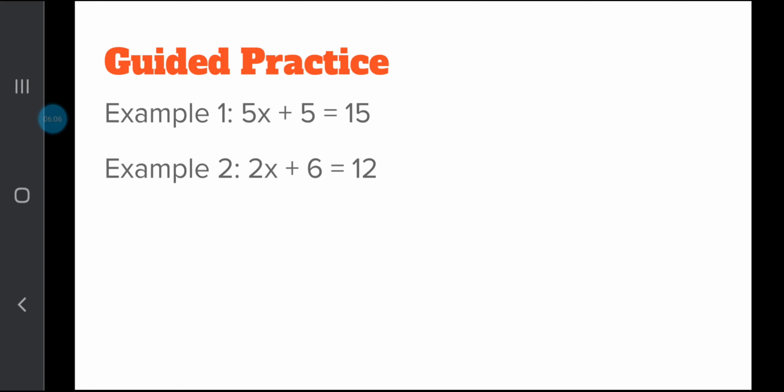All right. So our final thing that we're going to do is I'm going to have you try some equations on your own. Our first one is going to be 5x plus 5 equals 15. So if we remember PEMDAS, make sure we start with subtracting from both sides, and then you're going to divide. Same thing with example 2. You're going to subtract from both sides, so you're going to subtract that 6, and then you're going to divide that by 2. So I'll give you a second to work on these problems, and then I will give you a chance to answer.